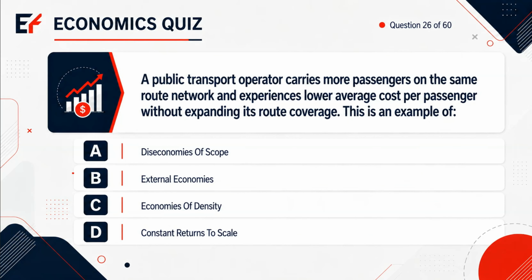Question 26. A public transport operator carries more passengers on the same route network and experiences lower average cost per passenger without expanding its route coverage.